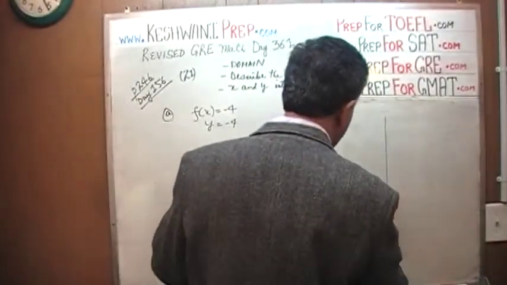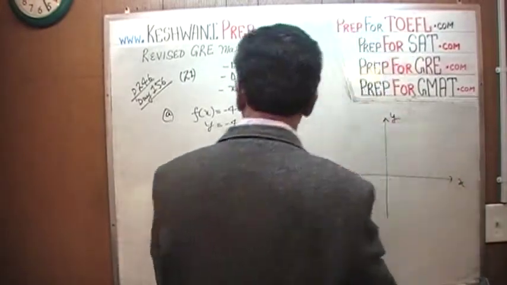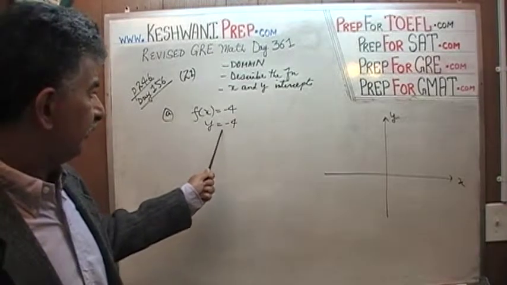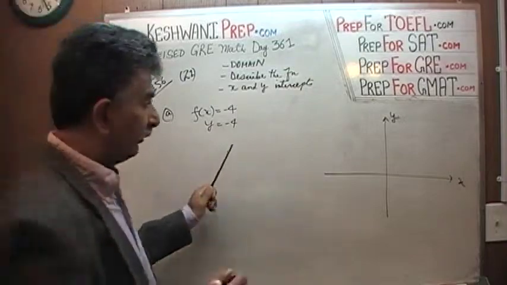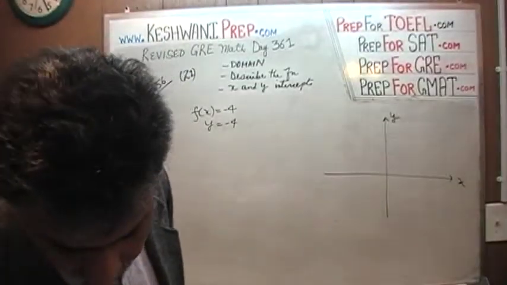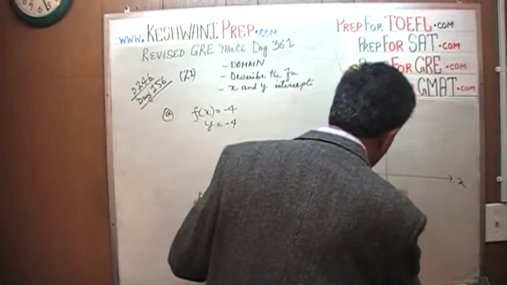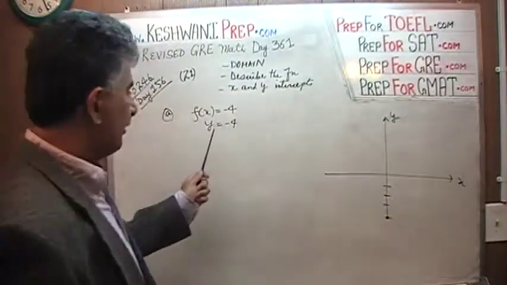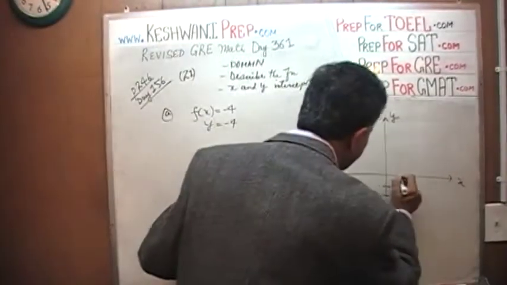Here is our xy axis. Now, if you ask yourself, how much is the value of this function when x is equal to 0? Well, when x is equal to 0, y is -4. So right here: 1, 2, 3, 4. When x is 0, y is -4. What is the value of y when x is 1? It's still -4.